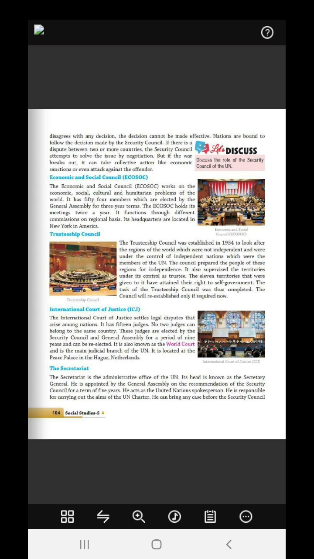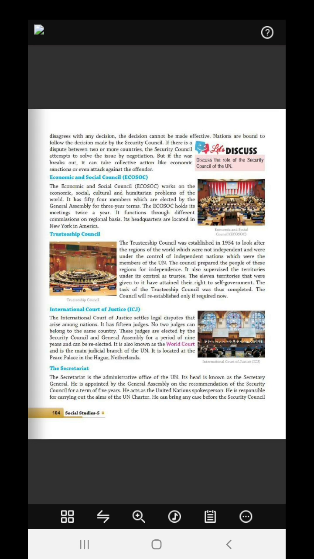Economic and Social Council, ECOSOC, it's known as ECOSOC. The Economic and Social Council works on the economic, social, cultural, and humanitarian problems of the world. It has 54 members which are elected by the General Assembly for a 3-year term. The ECOSOC holds its meeting twice a year. It functions through different commissions on a regional basis. Its headquarters are located in New York in America.